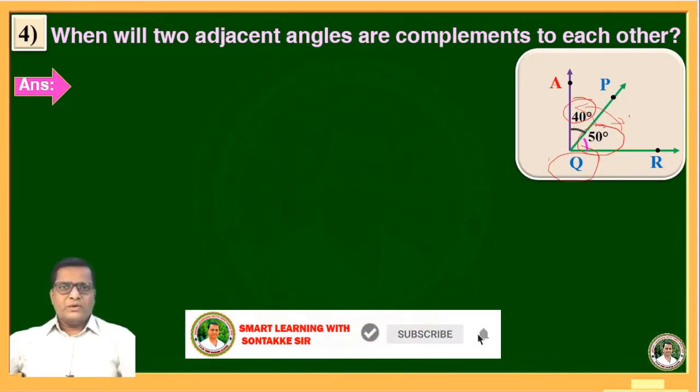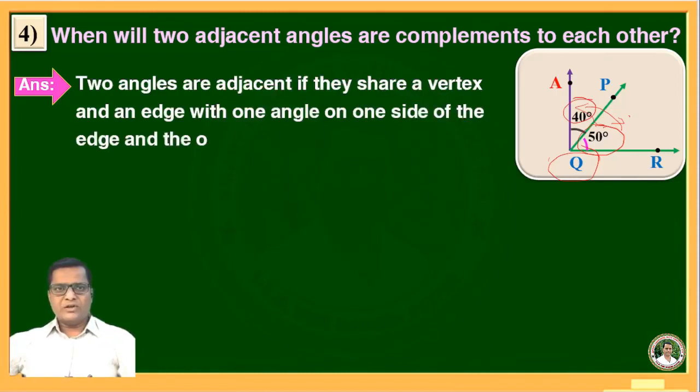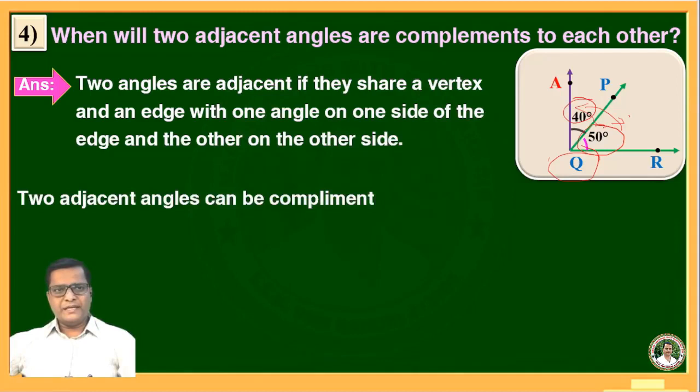We know that two angles are adjacent if they share a vertex and an edge, with one angle on one side of the edge and the other on the other side. That is, two adjacent angles can be complementary if they add up to 90 degrees.